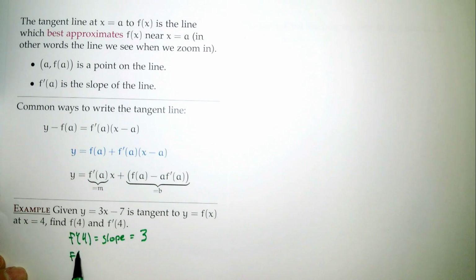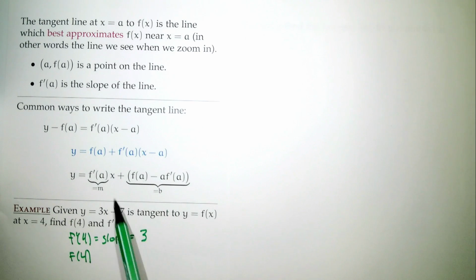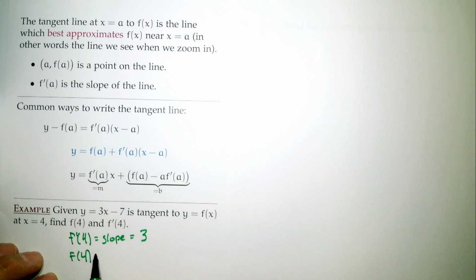How do you find the function at 4? Is the answer negative 7? The answer is not negative 7, because negative 7, that's where you hit the y-axis. But you may not be looking at the tangent line when you want to look at where you hit the y-axis. All right, so how do you find f of 4? The answer is you plug 4 in.